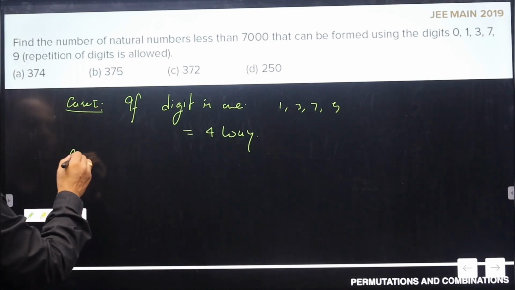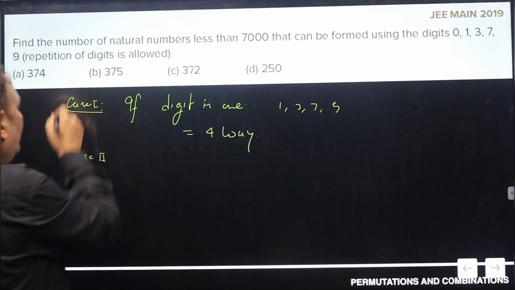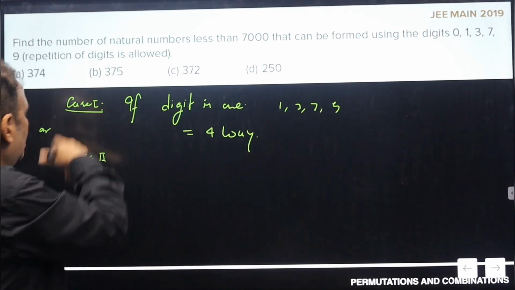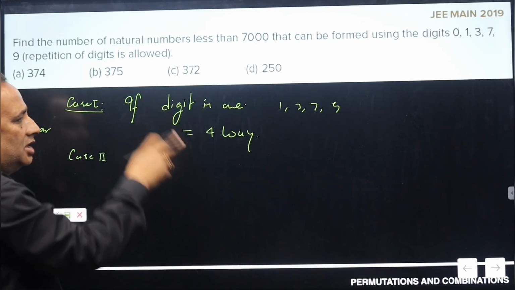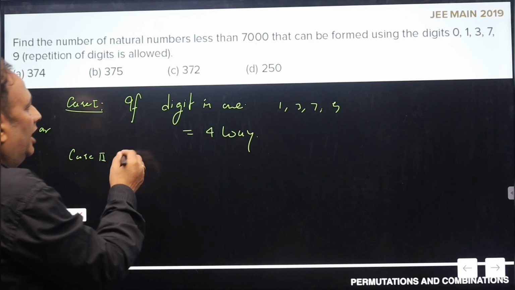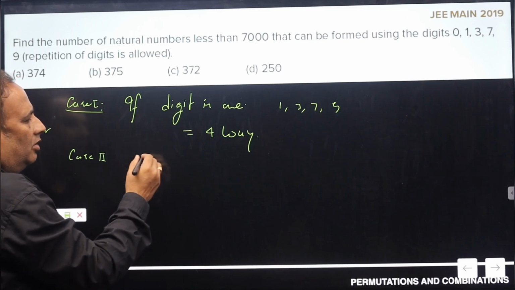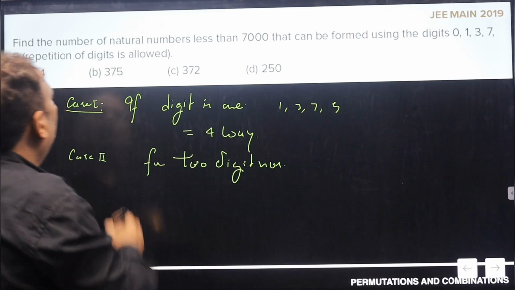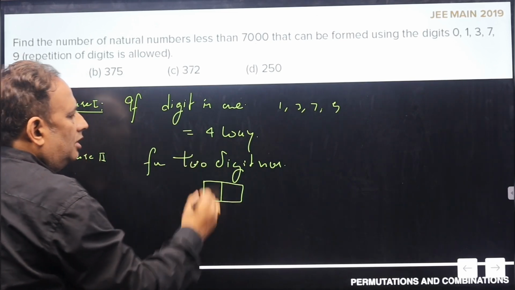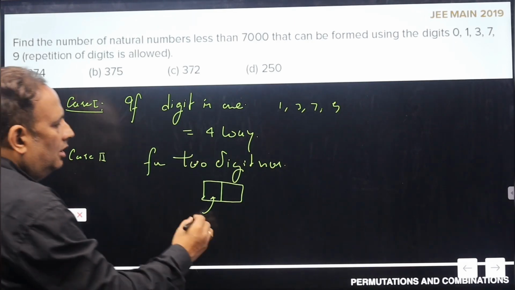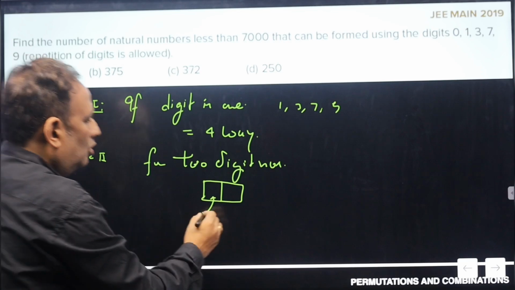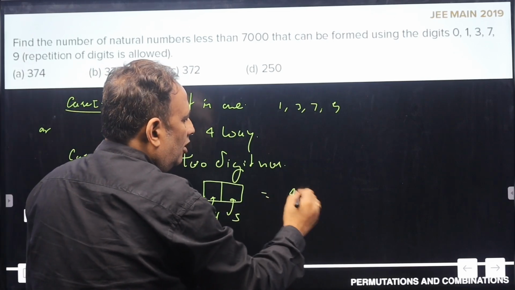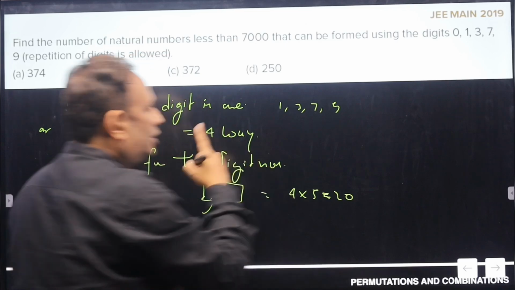Now case 2. For case 1 and case 2, we have to make the sense of OR. Inside the case we have to make the sense of AND, but for different cases we have to make the sense of OR. Later on we will add the results from case 1, case 2, case 3, case 4. In case 2, the number is a 2-digit number. For a 2-digit number, the first place you can't fill with 0. So the total numbers are 3, 2, 5. This can be filled in 4 ways, but this we can fill in 5 ways because repetition of digit is allowed. So total number of ways are 4 into 5, that is 20 ways. This is for 2-digit numbers.